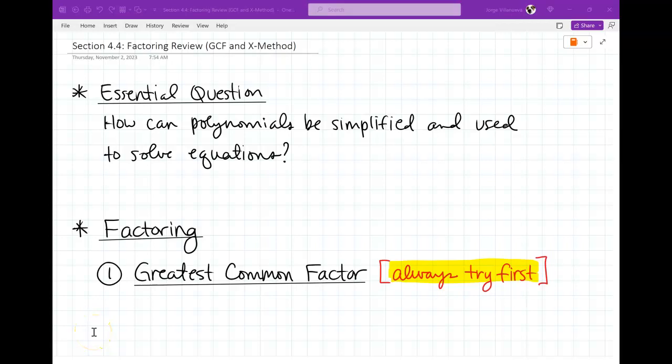All right, so in section 4.4, like I said, we're going to be factoring, okay, review, which means you've seen this before, right? We're going to do two things: greatest common factor and the X method. Now, when it comes to factoring, the first thing you should always try is greatest common factors. The easiest way of doing factoring is just taking out what they have in common, okay?